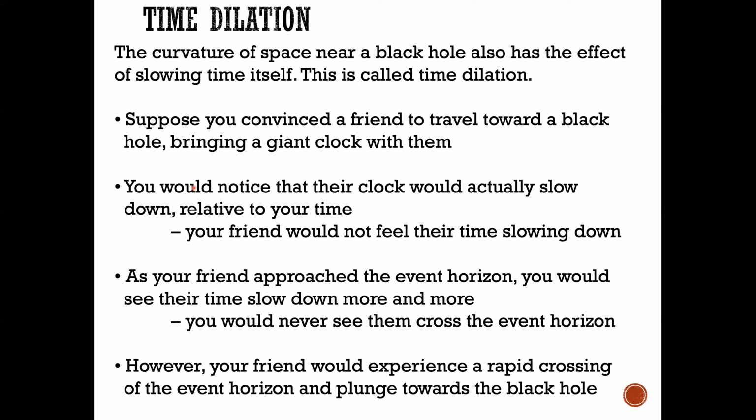However, your friend will not feel their time slowing down. But once you are looking at it, you will see that the time gets slowed down, right? Now, there is something called the event horizon for a black hole. That is the limit: the distance from the center of the black hole to a particular point, which we call the event horizon. If you pass through the event horizon, you can't come back from the black hole, right?